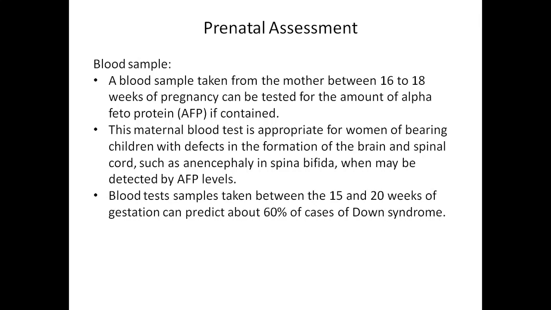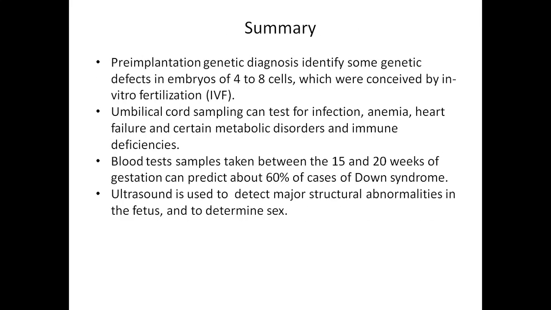Blood tests of samples taken between the 15th and the 20th weeks of gestation can predict about 60% of cases of Down syndrome. This blood test is particularly important for women under 35, who bear 80% of all Down syndrome babies but usually are not targeted to receive amniocentesis because their individual risk is lower. There is also the discovery that fetal cells that leak into the mother's blood early in pregnancy can be isolated and analyzed.